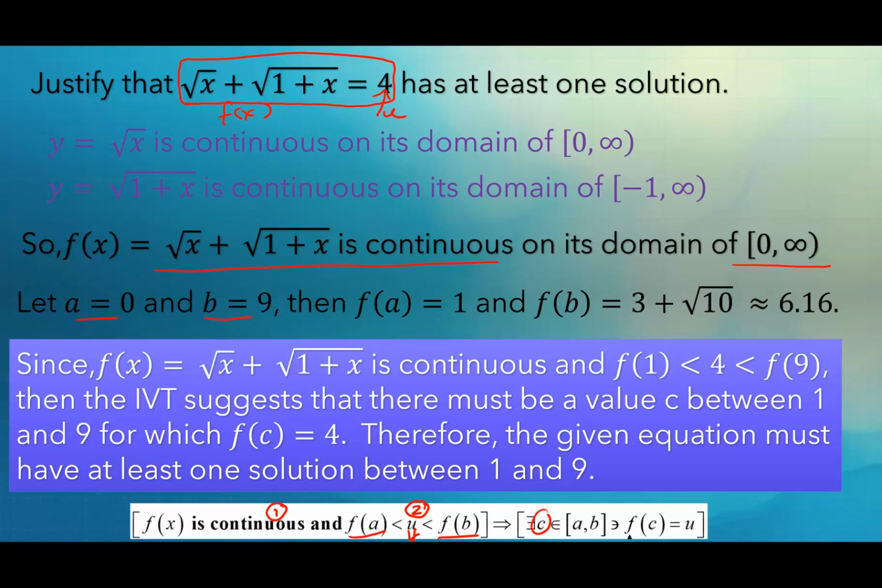Now, what is the solution? The theorem doesn't tell you that. However, it will tell you that there is a solution, and the solution is somewhere between 1 and 9. Okay, that's what the intermediate value theorem says.